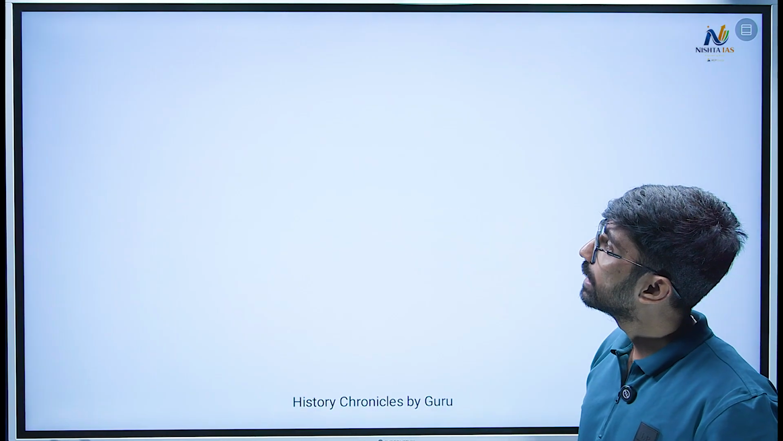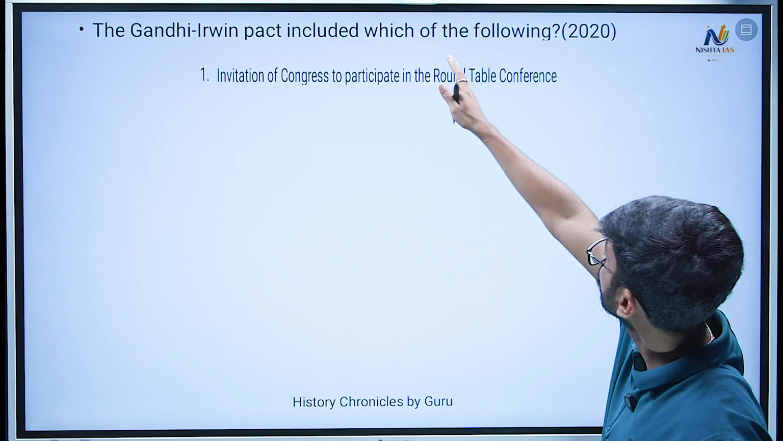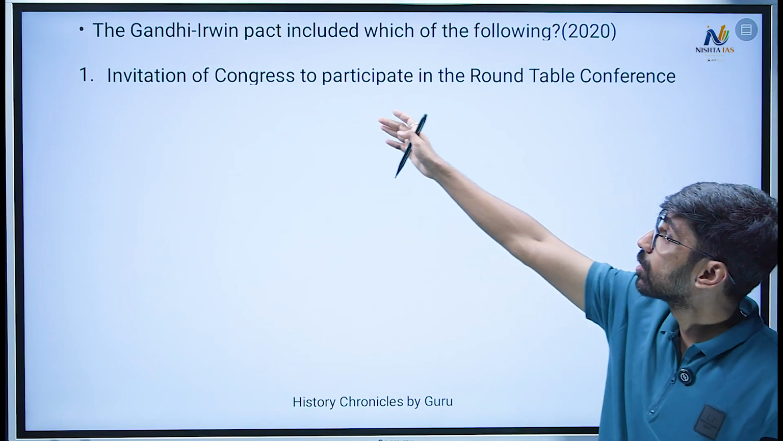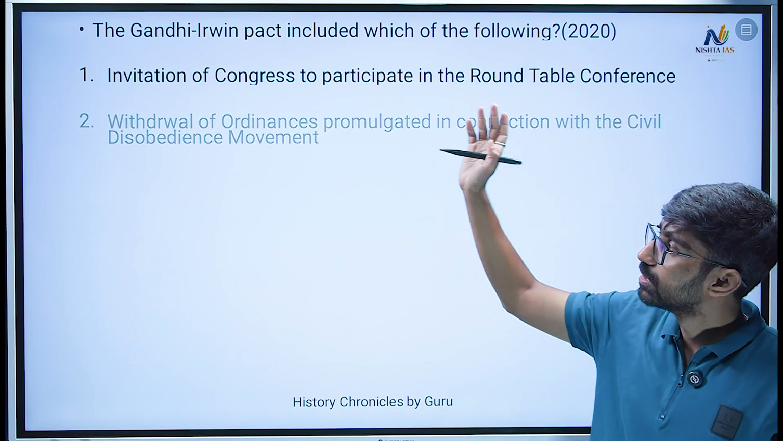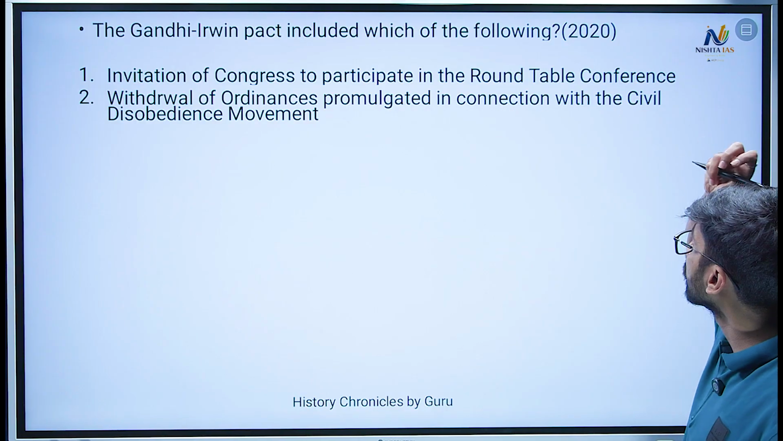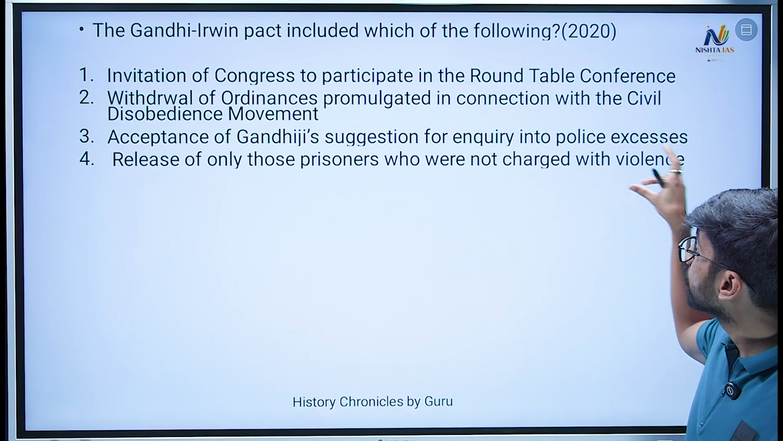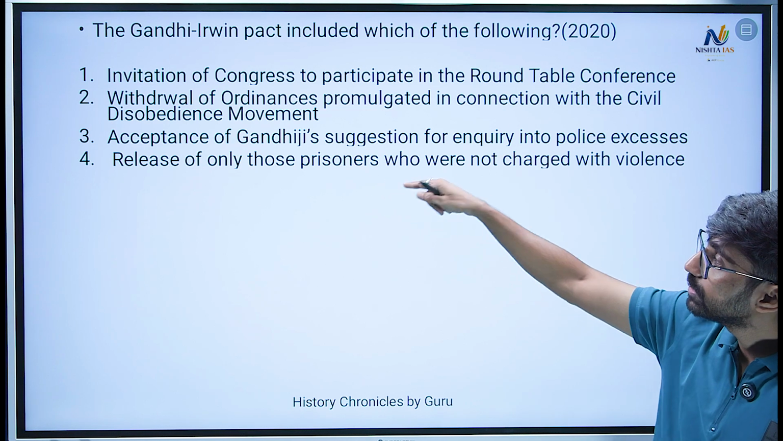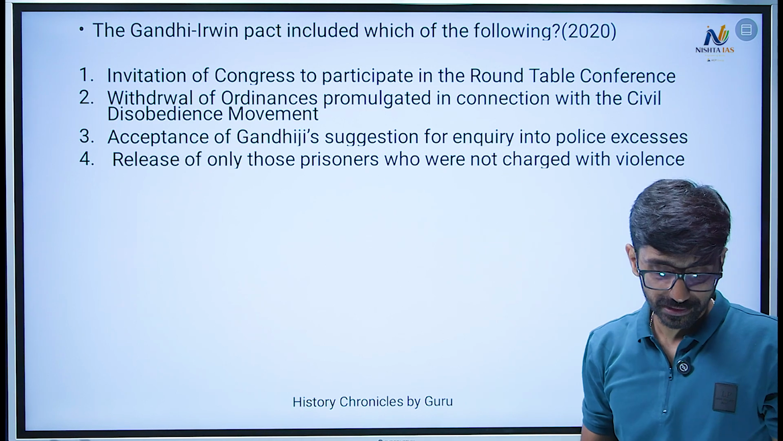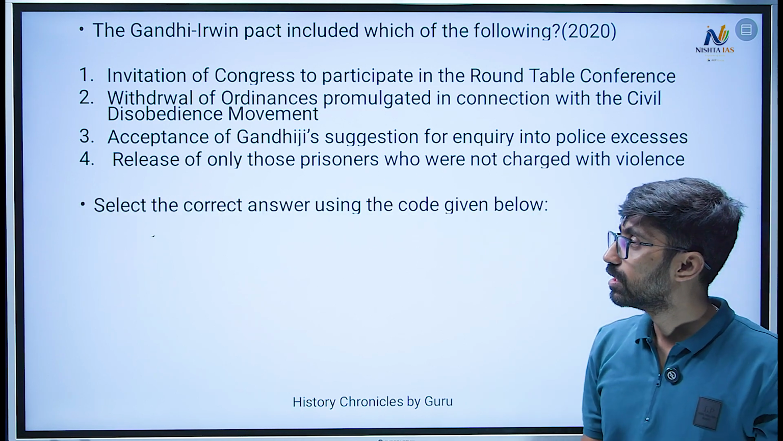Then one more about the Gandhi-Irwin Pact. Gandhi-Irwin Pact includes which of the following? Invitation of Congress to participate in the Roundtable Conference, withdrawal of ordinances promulgated in connection with the civil disobedience movement, acceptance of Gandhi's suggestions for inquiry into police excesses, release of only those prisoners who are not charged with violence. Okay, we'll come to the Gandhi-Irwin Pact.